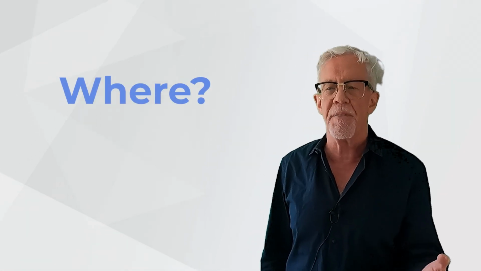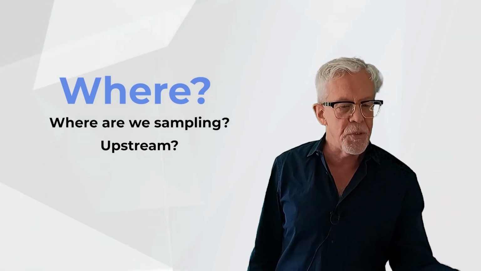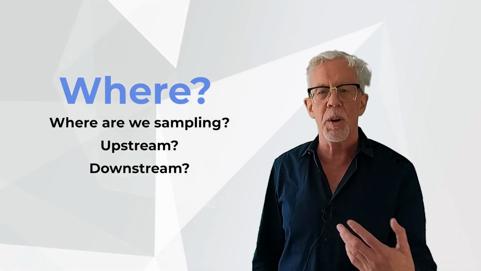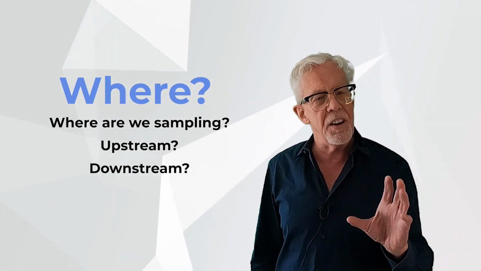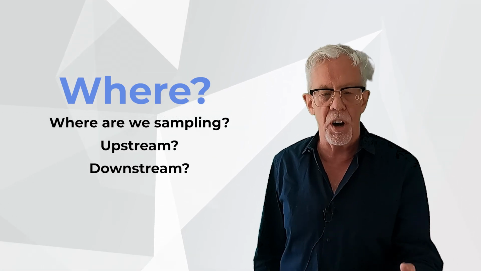Then we have to consider, where are we getting this measurement from? Where in the process are we sampling? We may sample upstream or downstream of a process filter, and that's going to make a difference to what numbers we're going to get. So we understand what kind of process we are sampling, and where in that process we are sampling it from.